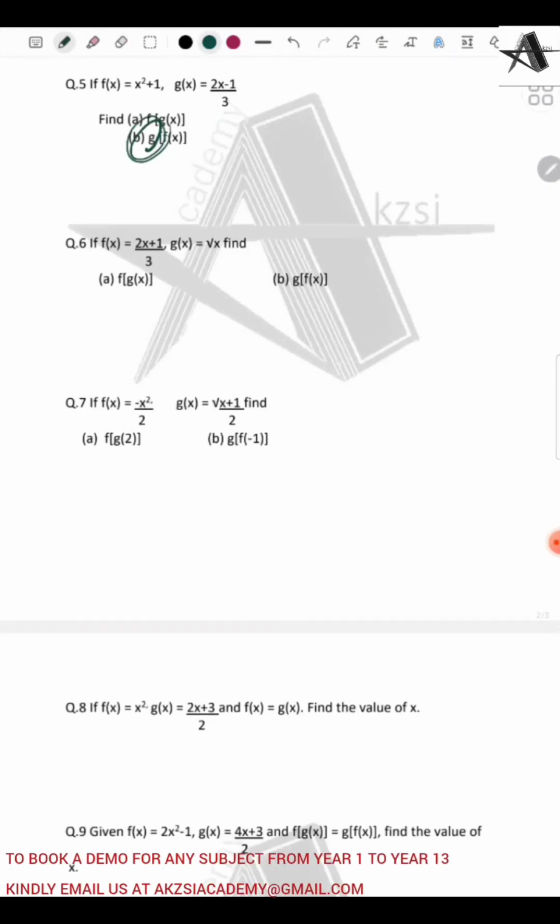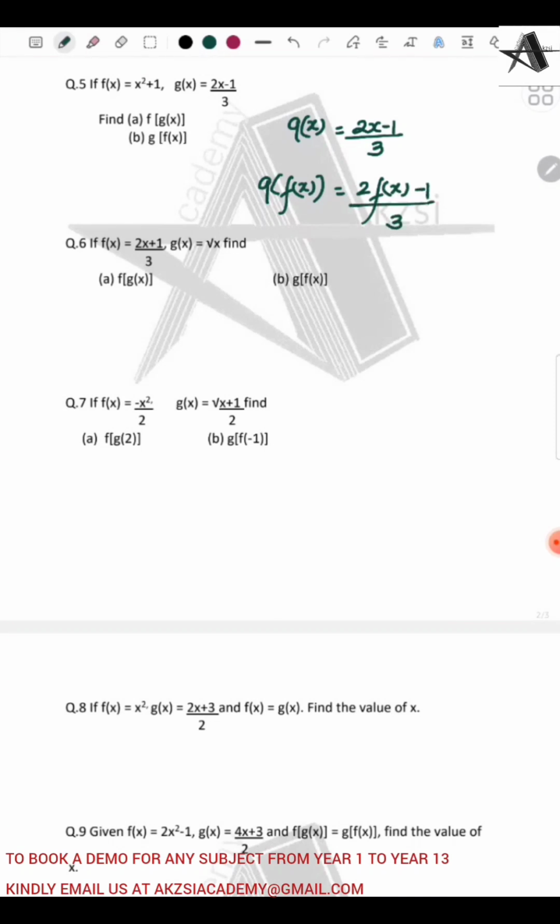So our primary is g, so that is g of f(x), right? So I'll write my primary function g(x) first. So g(x) is equal to (2x minus 1) over 3. Because it's g of f(x), I need to replace x with f(x) here. So in place of x, I'll write f(x). This will be (2 times f(x) minus 1) over 3.